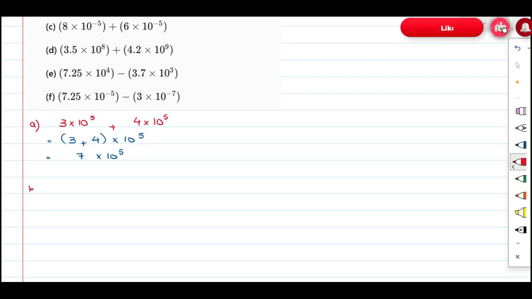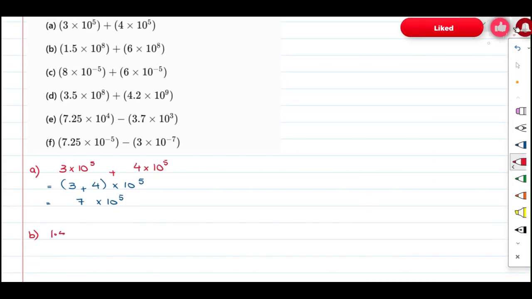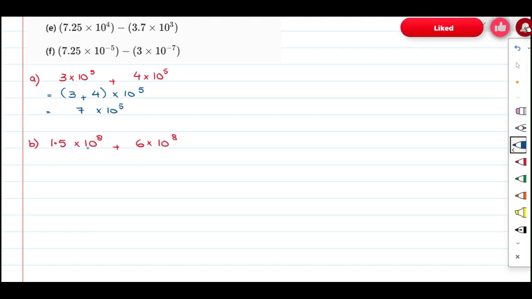Now for part B, let me write it down. 1.5 multiplied by 10 to the power 8 plus 6 times 10 to the power 8. Again, 10 to the power 8 is the same in both, so we can say 1.5 plus 6 and take 10 to the power 8 common. 1.5 plus 6 is 7.5, so it is 7.5 multiplied by 10 to the power 8. This is also in standard form, as 7.5 is in the range between 1 and 10.